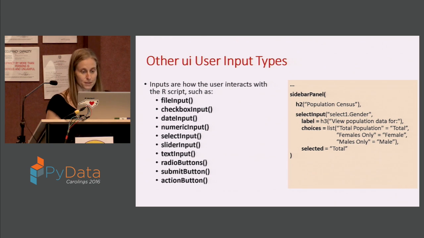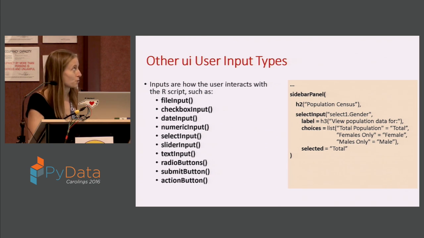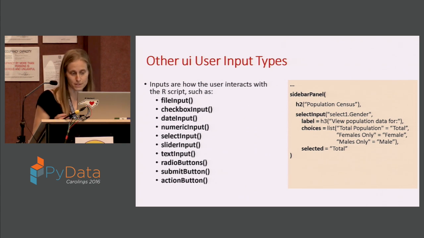I put an example on the side where with a select input, which is the other kind of most common, especially if you have factor variables, is that you're going to select some factor, so you give it its ID, its label, and then you just set up the choices. So they get the text label that you'll want people to see, and then the value that they correspond to in your data frame, so total, male, female in this case. And then one of these has to be selected by default to start, so you tell it which one that is.